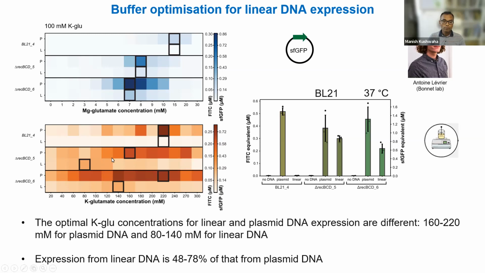But when you compare the concentration of K-glutamate in the buffer, you get very different optimals for plasmid DNA versus linear DNA. And this is true in both the delta REC-B, in two different extracts that he took along. So in this work, in fact, we took a number of different extracts in these experiments, because in the past we've seen a lot of variability from batch to batch and from research personnel to personnel.